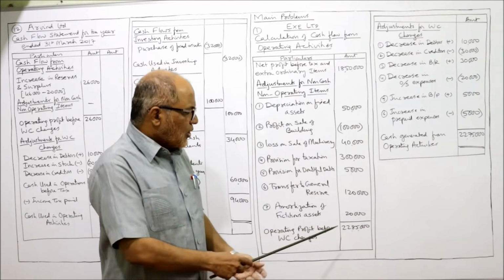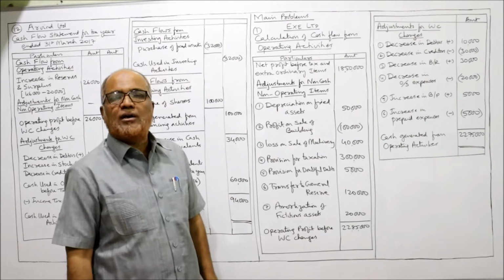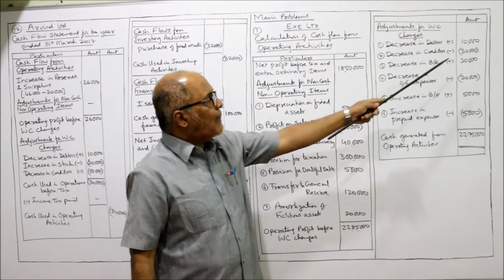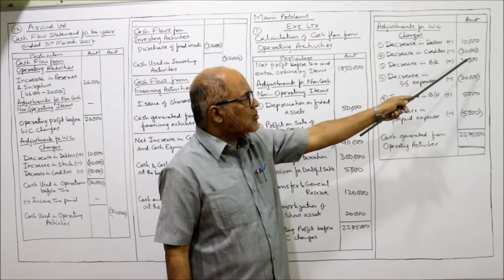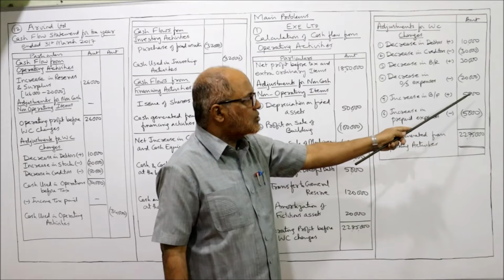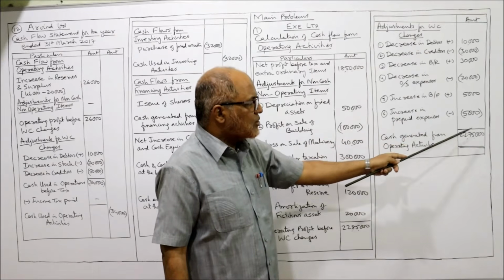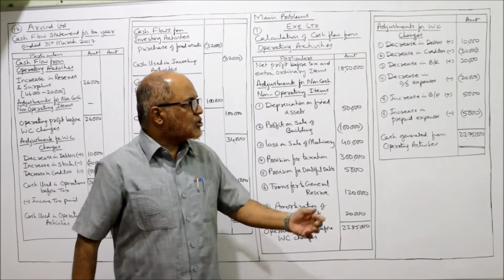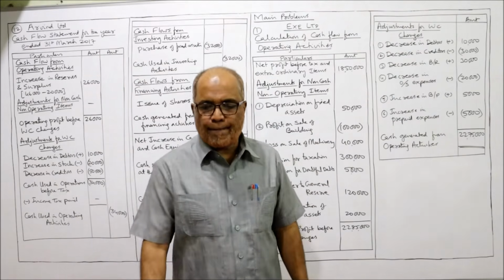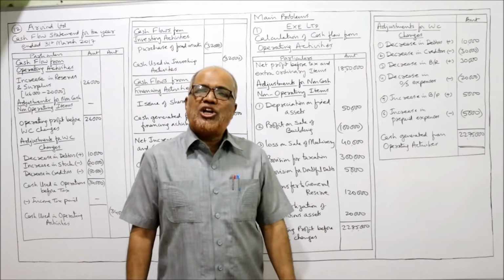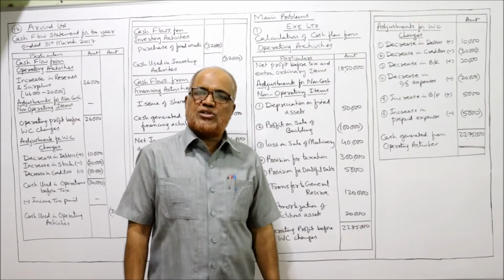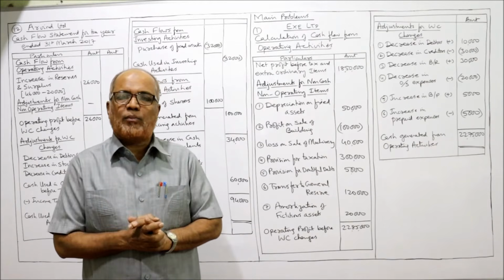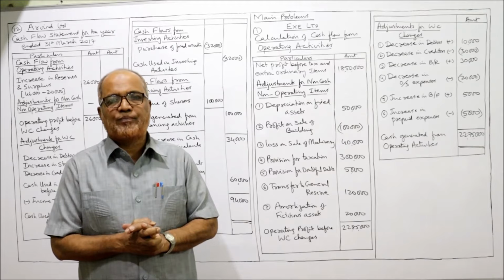Now, 22,85,000 is the operating profit before working capital changes. 22,85,000 plus 10,000 minus 30,000 plus 30,000 minus 20,000 plus 5,000 minus 5,000, you will get 22,75,000. This 22,75,000 is the cash generated from operating activities. So we have completed the first main problem in the cash flow statement.